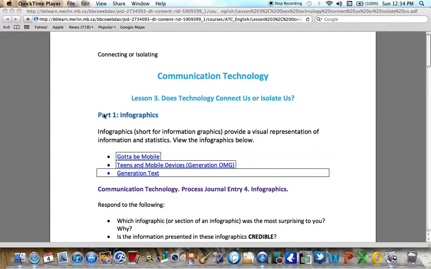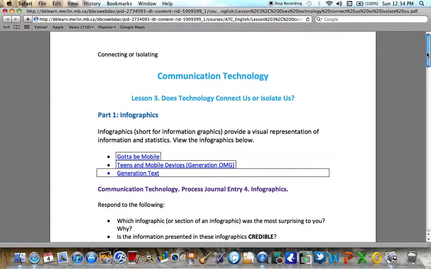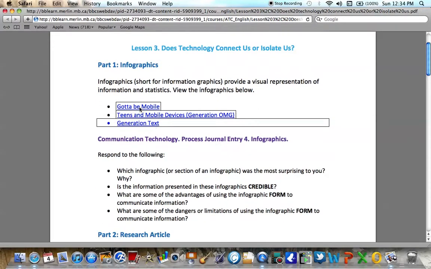In this lesson, we're going to look at the question of whether technology is making us more connected or more isolated. In part 1, you're going to look at 3 infographics. An infographic is short for an information graphic, and essentially it's a visual representation of information and statistics. So there's 3 links to infographics here. And this is the first time we are looking at this form.